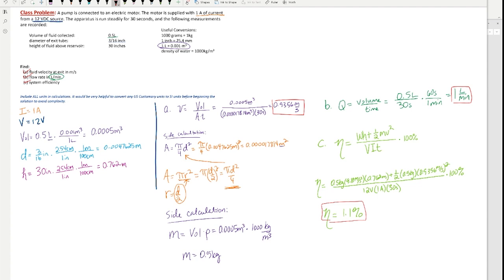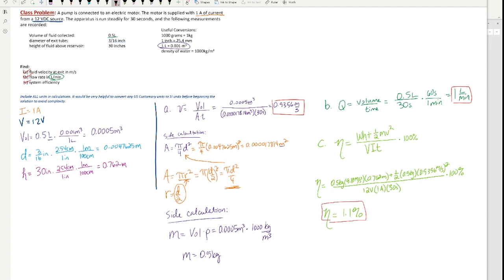Take your time with these problems. It can seem a little overwhelming because there's a lot of calculations to do, but if you work through it procedurally, it's very easy to follow. It's a methodical way of solving the problem. Look at what you're given, make sure it's in the metric system, and then identify what you're trying to find and the equations that you need in order to find it.